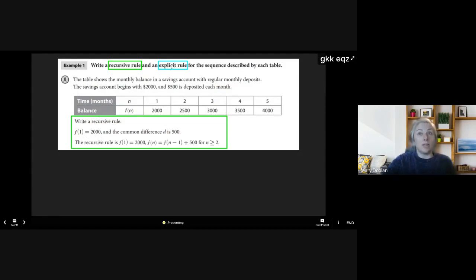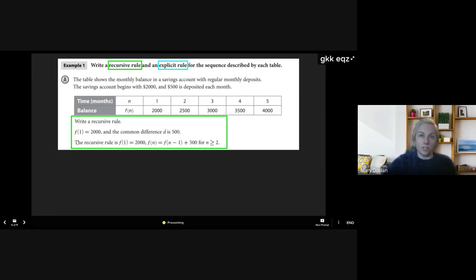For either type of rule, recursive or explicit, you're going to have to figure out what's the common difference. What are we adding each time? Or what is the difference between 2,000 and 2,500? What is the difference between 3,500 and 4,000? It's always the same amount being added each time in a sequence, and here the difference is 500. And that is because $500 is deposited each month.